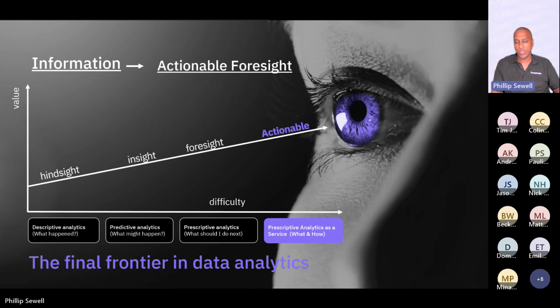So let's recap on the evolution of data analytics. Most of you are probably using BI tools, which provide historical views of data. We call this descriptive analytics. Predictive analytics is the natural evolution, providing insights on what might happen. Prescriptive analytics provides foresight. It informs you what you should do next based on events that are predicted to happen. And prescriptive analytics as a service takes this one step further and not only informs you what to do, but how this can be actioned and implemented. The final frontier in data analytics.